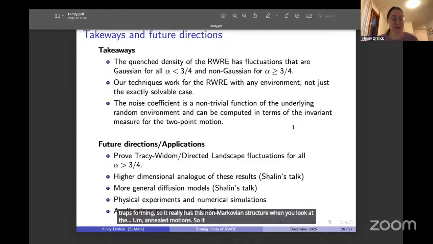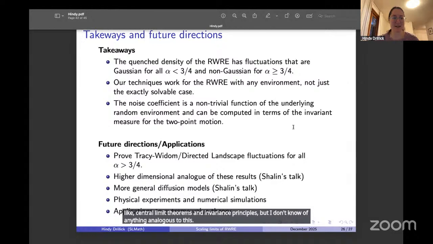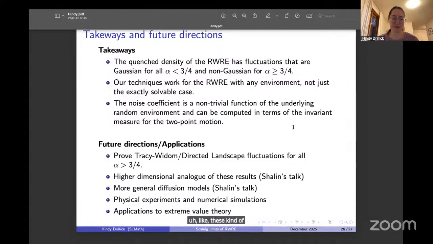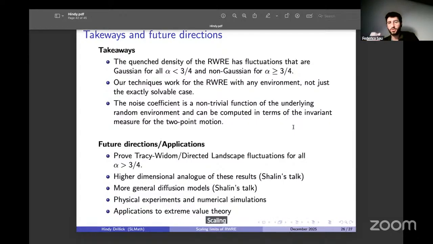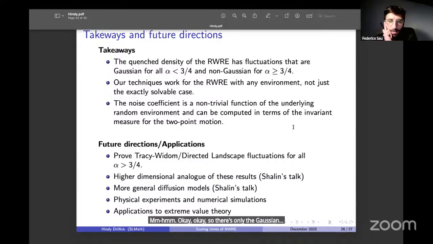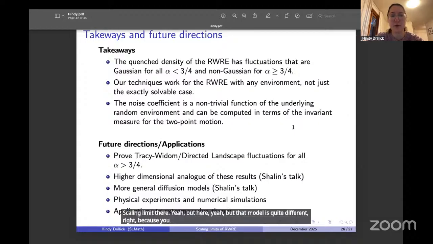So it's quite different. I know for those models, people care about central limit theorems and invariance principles, but I don't know of anything analogous to these KPZ scaling limits, but I'm not sure. Maybe it's possible to take a different type of scaling. So there's only the Gaussian regime itself. Yeah, but that model is quite different, right? Because you really have that non-Markovian behavior in time. Okay.